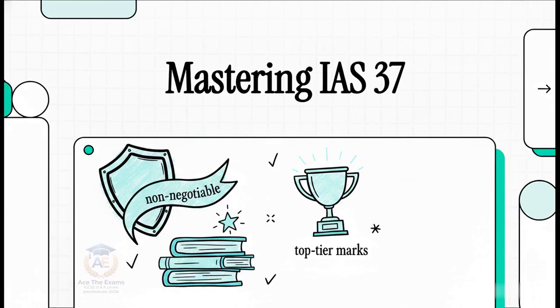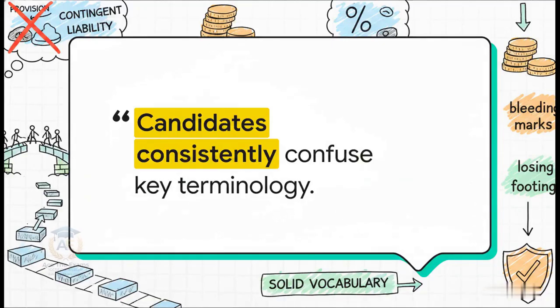So in this explainer, we are going to go through an insider's guide to not just surviving this tricky topic, but actively using it to secure those top-tier marking bands. Okay, let's dive into this. I want you to look at this stark warning straight from the Cambridge Principal Examiner reports. They state, candidates consistently confuse key terminology. Now, this is a massive red flag, right?